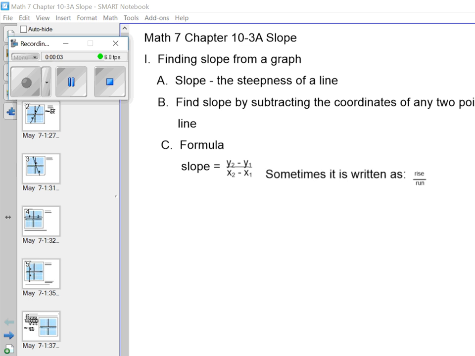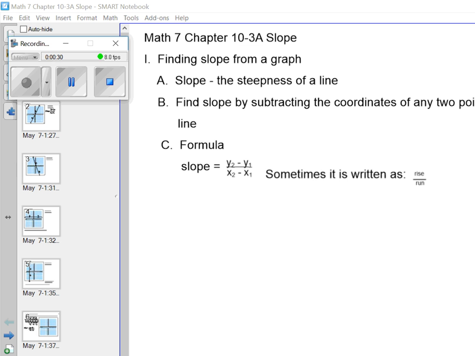Class, this is chapter 10.3a, although your note does not say A, but it is chapter 10.3a lesson on slope. Slope really refers to the steepness of a line, and we're going to be dealing with finding slope by subtracting the coordinates of any 2 points on the line.